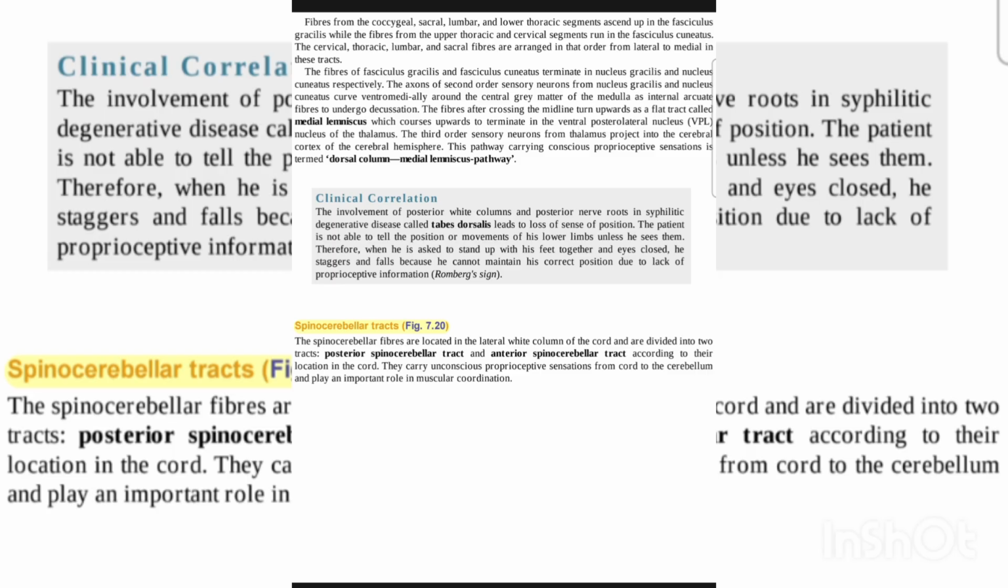Spinocerebellar tracts, Fig. 7.20. The spinocerebellar fibers are located in the lateral white column of the cord and are divided into two tracts, the posterior spinocerebellar tract and the anterior spinocerebellar tract, according to their location in the cord. They carry unconscious proprioceptive sensations from the cord to the cerebellum and play an important role in muscular coordination.